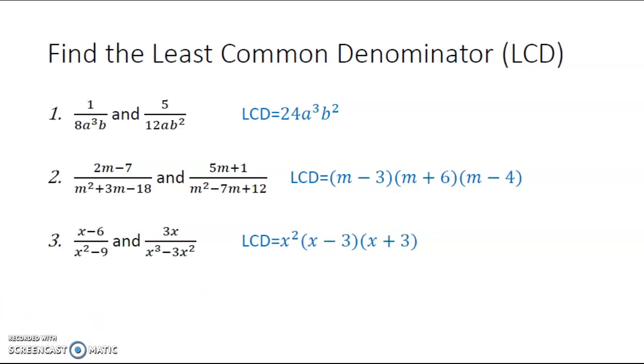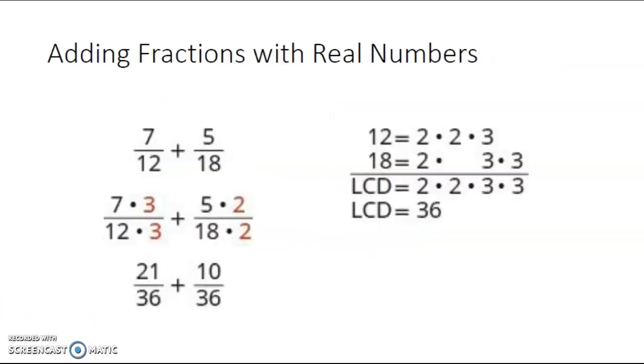So we need to use the least common multiple or least common denominator to add or subtract fractions if the denominators are not the same. So here's just a place for us to revisit what happens with regular fractions. If we were adding the fractions 7/12 and 5/18, the denominators are not alike. So we would need to find the least common multiple of 12 and 18 and then change the fractions to have that common multiple in the denominator.